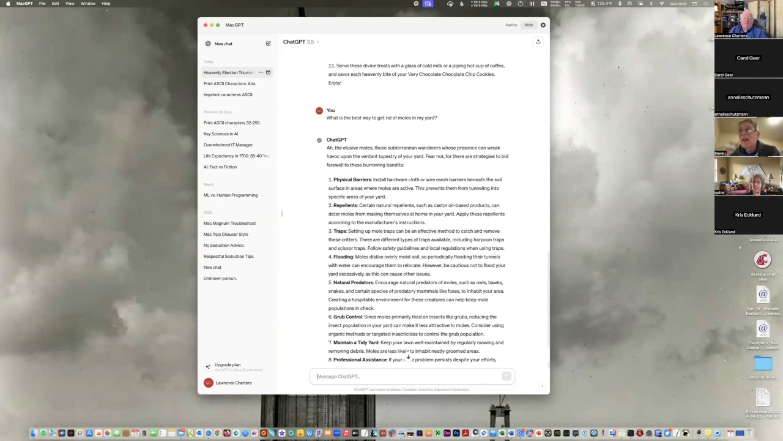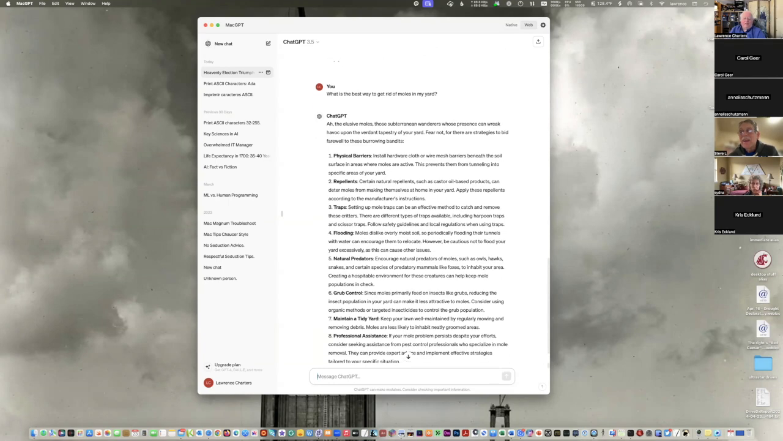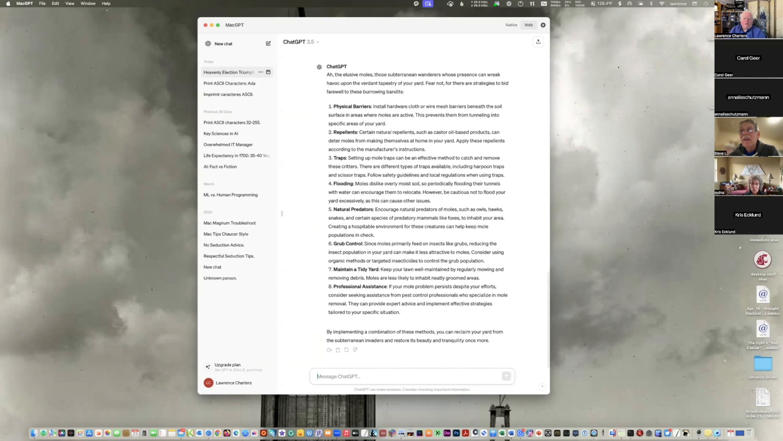Ah, the elusive moles, those subterranean wanderers whose presence can wreak havoc upon the verdant tapestry of your yard. Fear not, for there are strategies to bid farewell to these burrowing bandits. I think it's still stuck on Milton. Physical barriers, repellents, traps, flooding, natural predators, grub control, maintain a tidy yard, professional assistance.